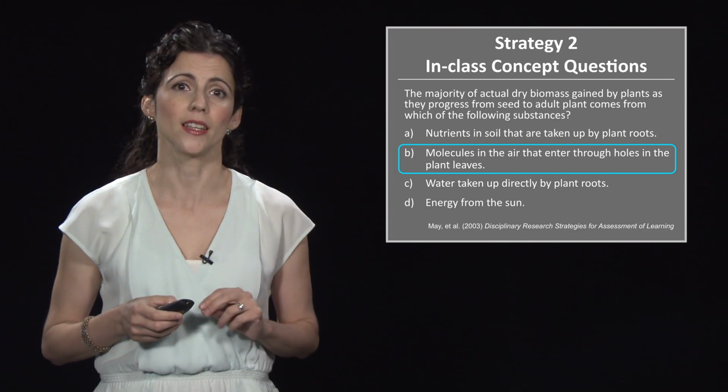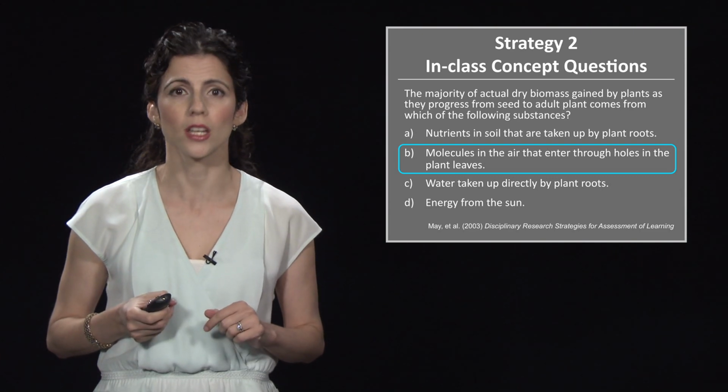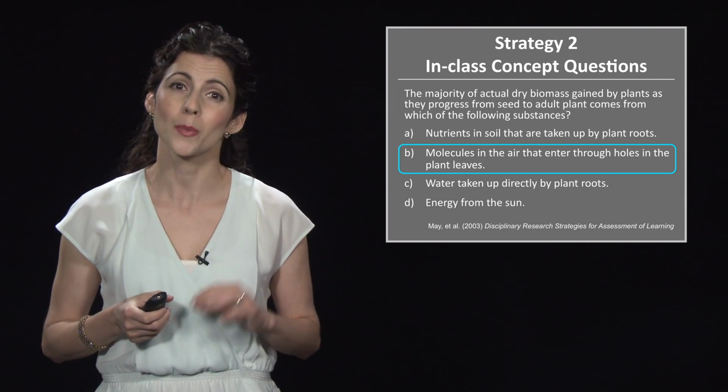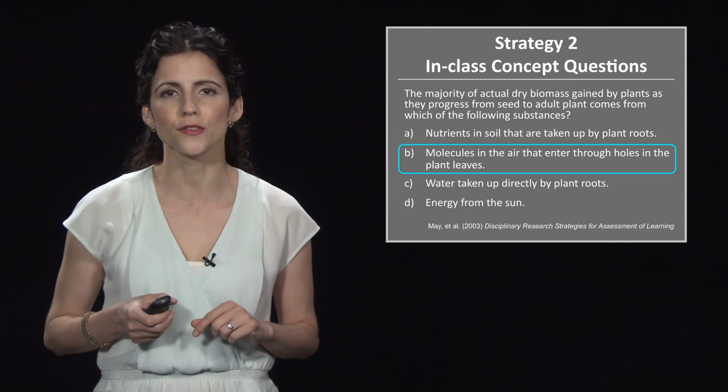The energy from the sunlight is converted into chemical energy and helps catalyze critical reactions during photosynthesis, but energy itself is not converted to mass. As you can see, this question is designed to document a common set of misconceptions in biology: that nutrients in the soil taken up by the roots make up most of the actual mass of the plants, or that the sun's energy is directly converted to dry biomass.